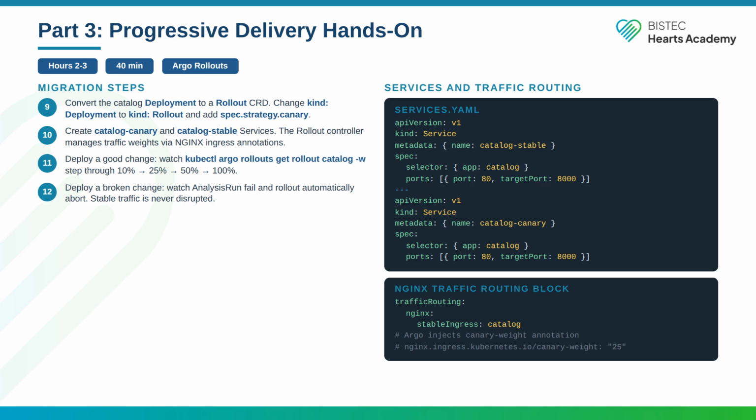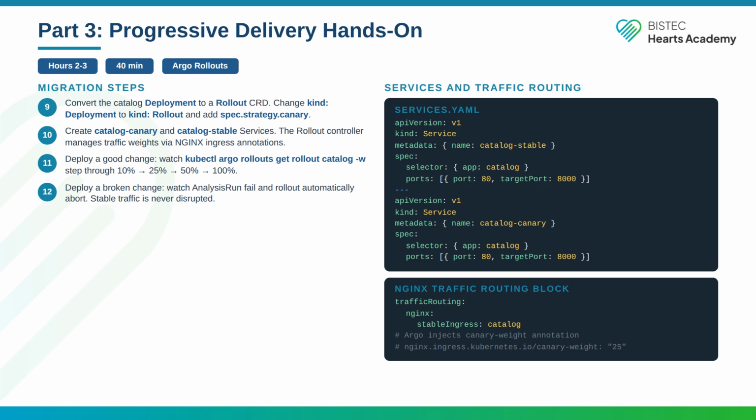The third change is to create 2 new services. The stable service selects pods with the stable replica set label. The canary service selects pods with the canary replica set label. Argo Rollouts manages the label assignment automatically. The Nginx ingress weight annotation, also managed automatically, distributes traffic between these 2 services according to the current canary step.